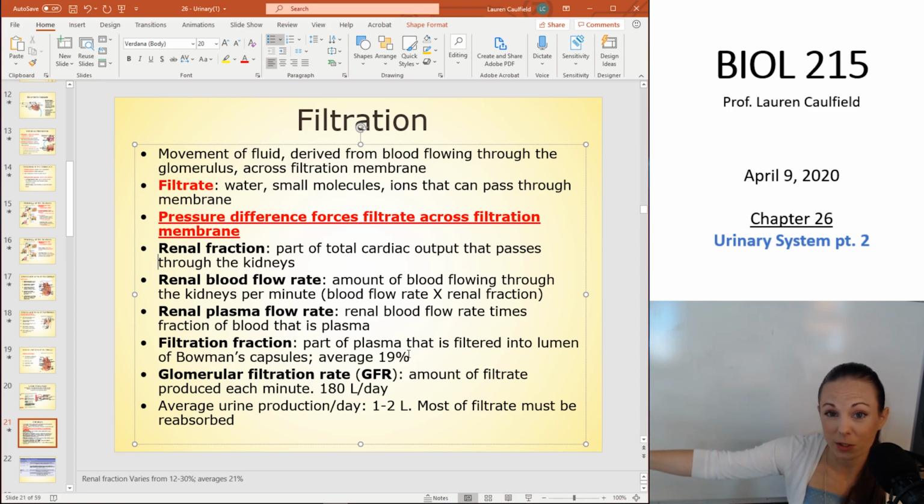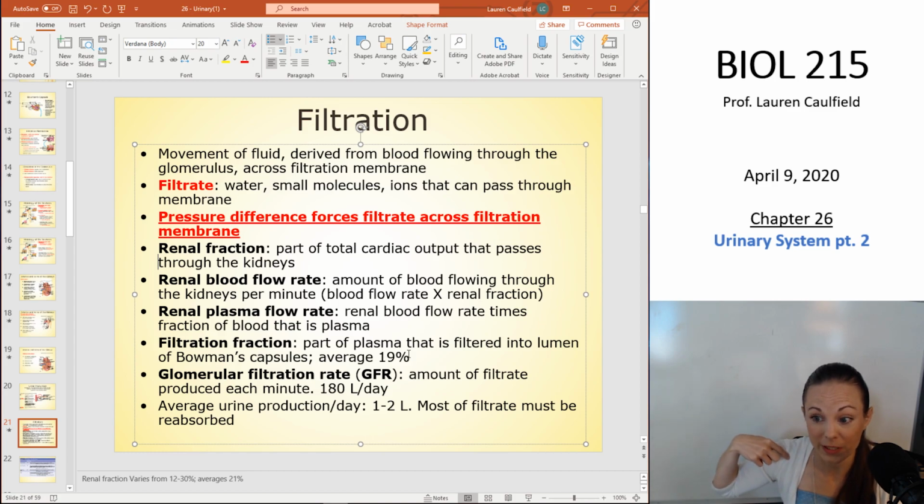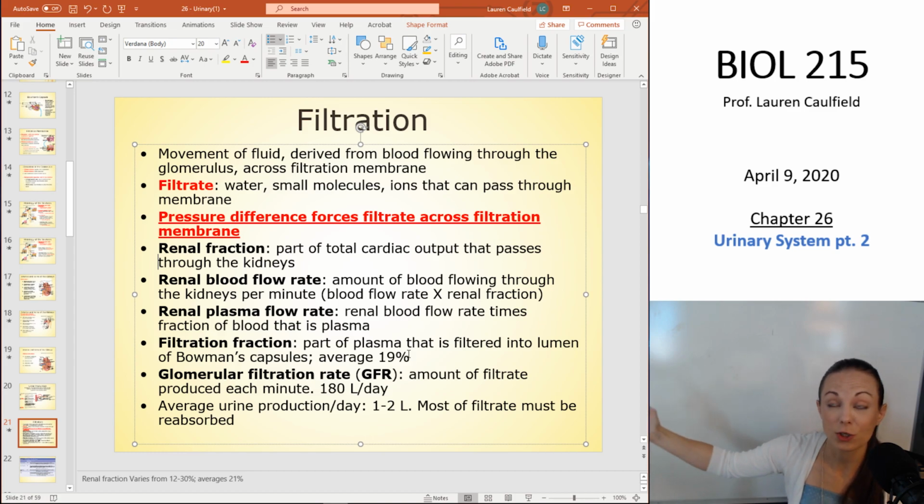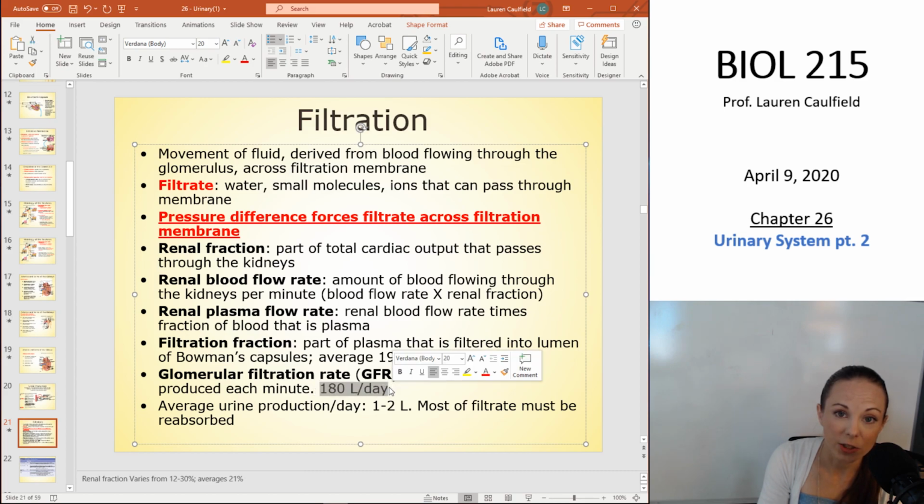Do you think that's going to make a huge difference if you don't reabsorb things? Yeah, it's a huge amount of fluid that you're losing in that initial filtration step. So glomerular filtration rate: how much filtrate is being produced each minute? 180 liters per day.